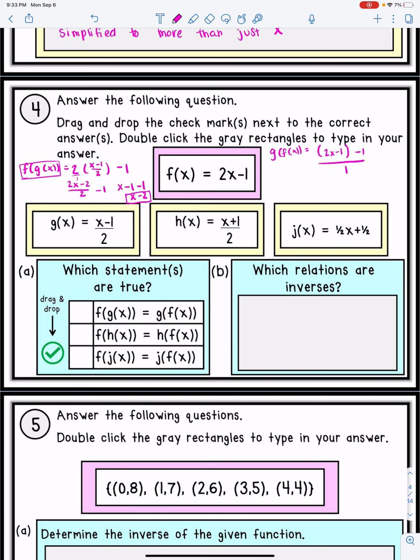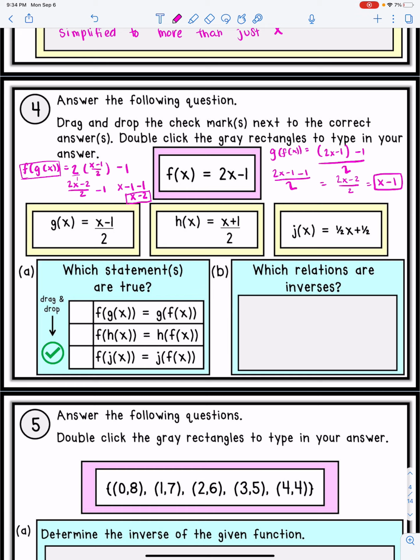Now there's nothing to distribute, so I don't have to keep my parentheses, so we've got 2x minus 1, minus 1 all on top, 1 on the bottom. Oh, that's not right. G had a 2 on the bottom, huh? Okay, so this is 2x minus 2 over 2, which is x minus 1. So those are not equal to each other.